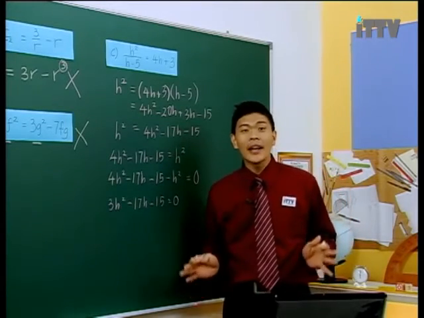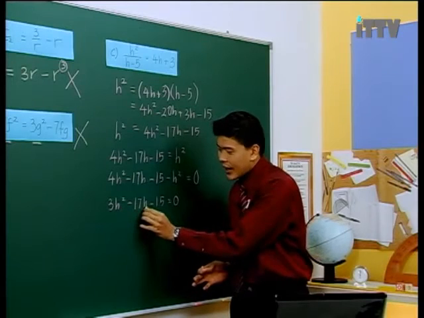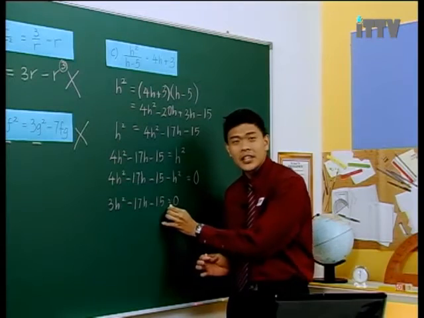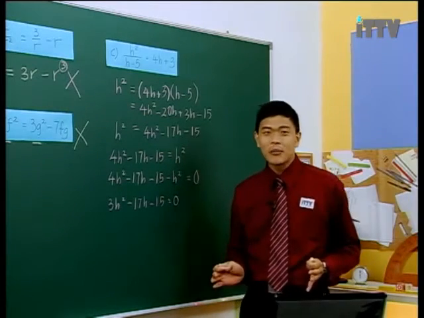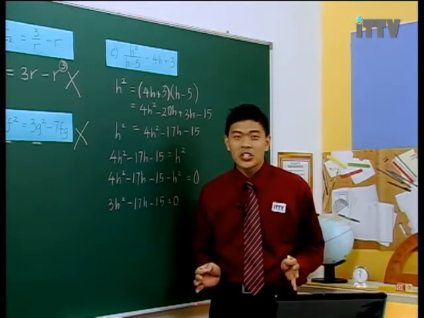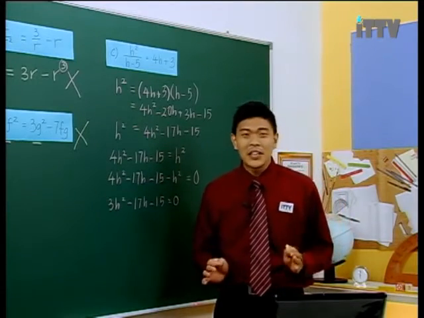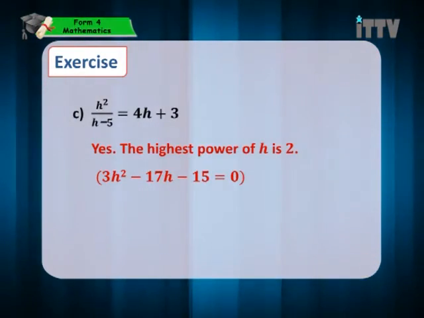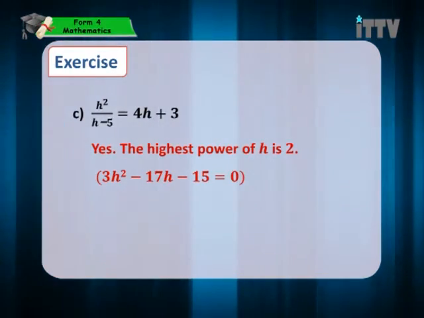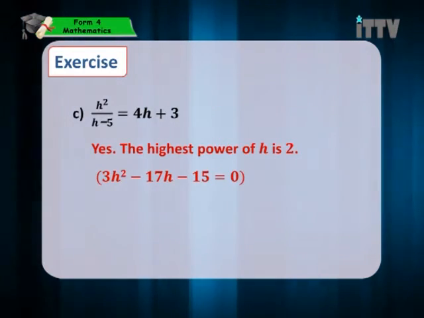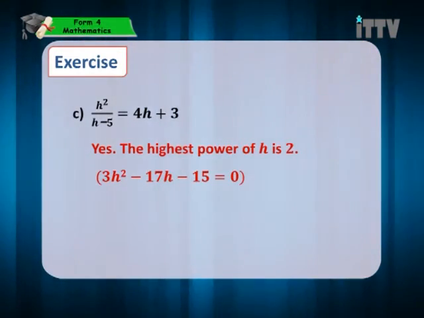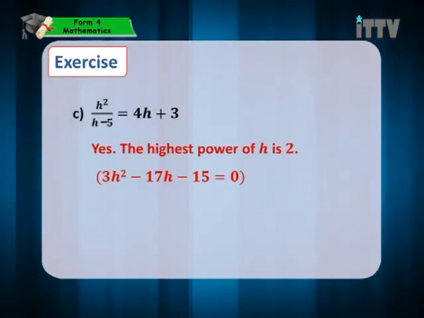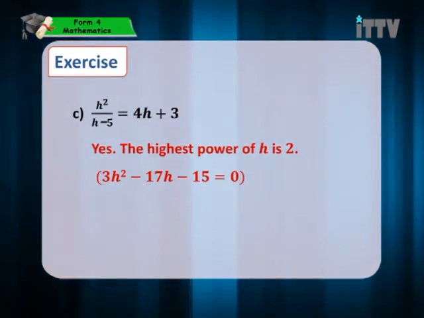There is only one unknown, h, and the highest power of h is 2, and this whole equation has an equal sign, and it resembles the general form of a quadratic equation, which is ax squared plus bx plus c. So bravo, you have got one right there. So let's look at the answer. Yes, it is. The highest power of h is 2, and the general form is in the bracket, which is 3h squared minus 17h minus 15 equals 0.